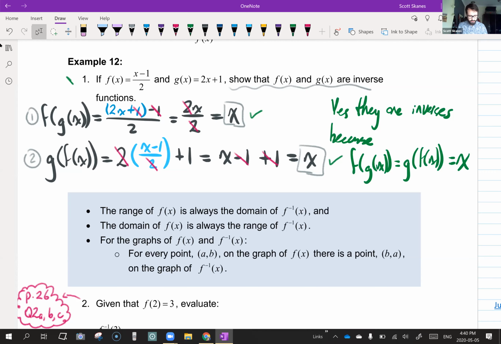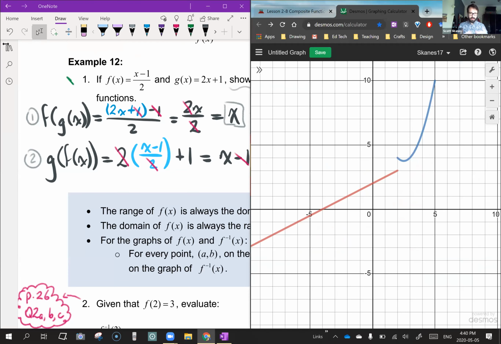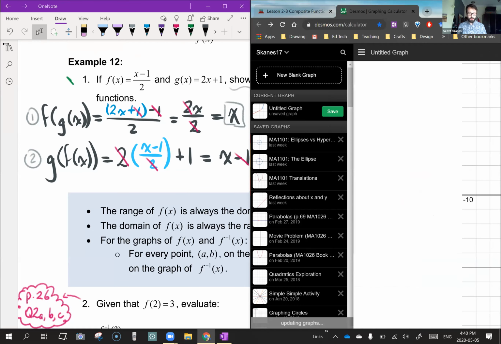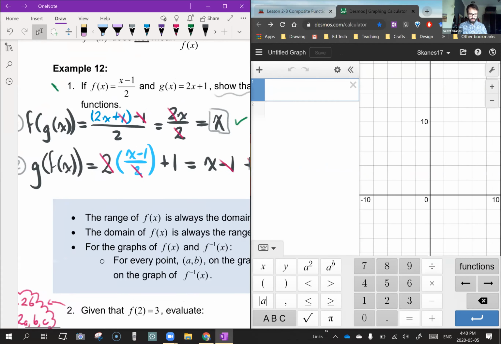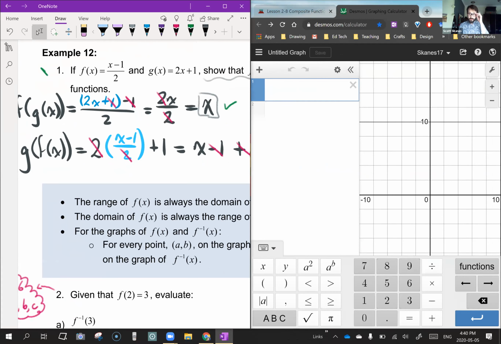No exceptions. So let me show you what's so important about inverses. I'm going to graph it on Desmos. And again, I'm going to repeat this. You should learn how to do this as well. You should bring up Desmos on your phone and follow along so that you can graph these things. It will help you understand.